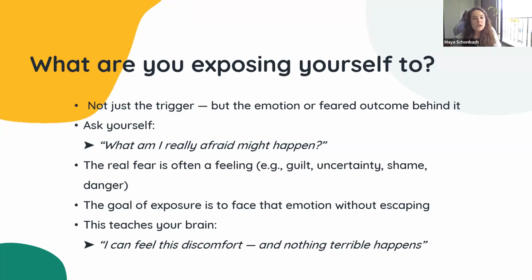And so really the target of the exposure isn't the knife or a doorknob. It's the feeling that you're trying to avoid. So we're trying to expose ourselves to that feeling. So to the fear, to the shame, to the uncertainty, or to the doubt. And then by staying with that emotion without escaping through compulsions, again, that's key, that's the response prevention part, you teach your brain the powerful thing that you can withstand the discomfort and nothing terrible happens. And again, that's the real work of ERP that happens gradually over time.